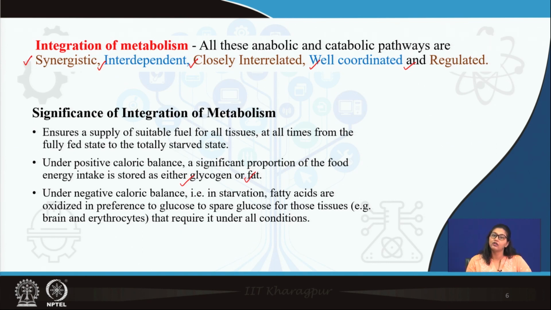So in negative calorie balance like starvation, fasting, these stored forms, glycogen, fatty acids, lipids, even proteins, are broken down to provide energy, to provide fuels to the tissue. So that is the crux of integration of metabolism. The purpose is to provide energy or the mode of survival to the tissue.